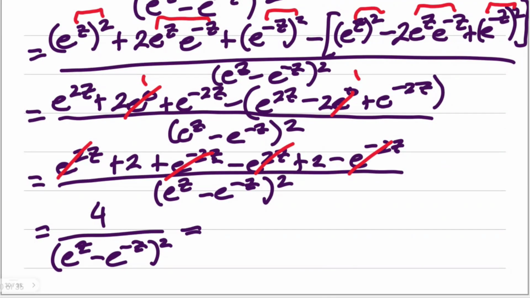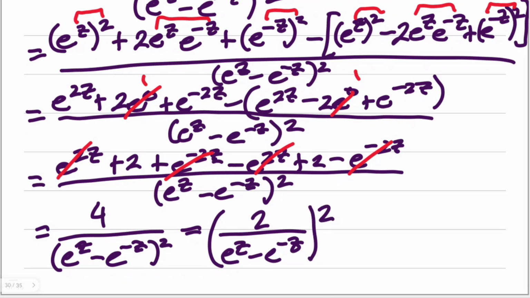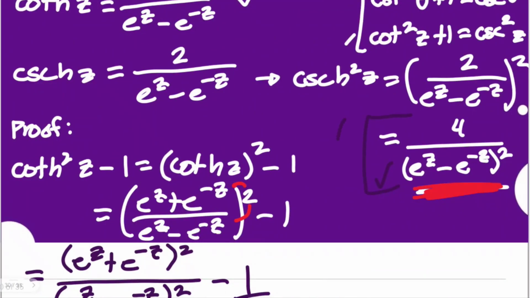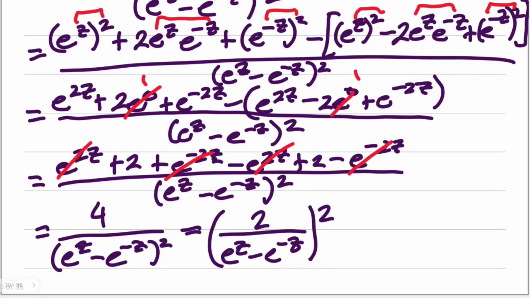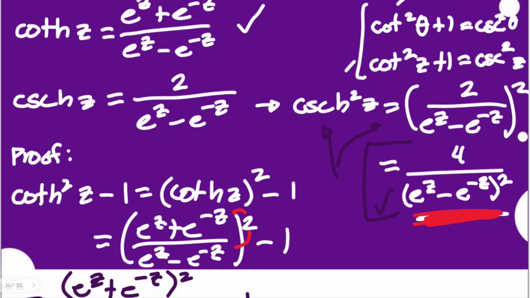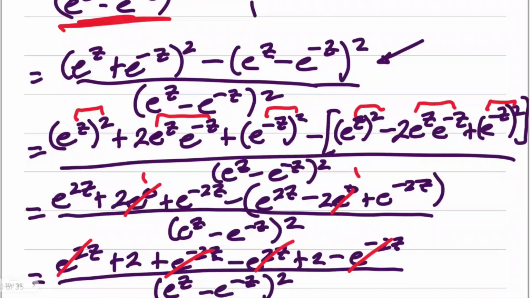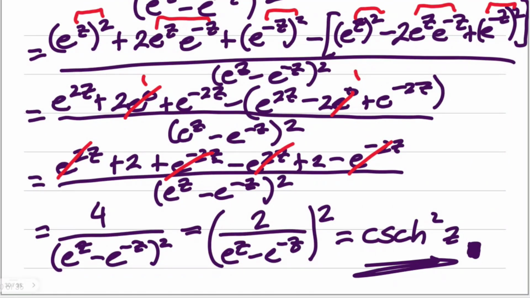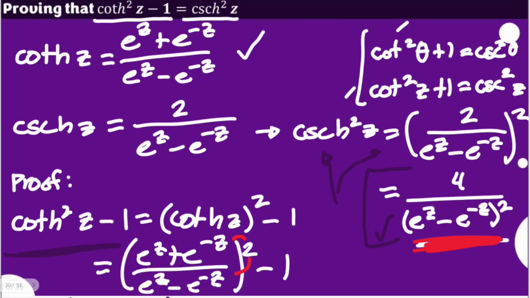In short, this is actually 2 over e to the power of z minus e to the power of minus z, and you're squaring that. I'm doing this because that's actually the target here, step by step, which yielded this result. So all of these notations yielded the square of the hyperbolic cosecant of z. And this shows our proof that from this one here, we arrived at this expression, which is the intended target of this video.